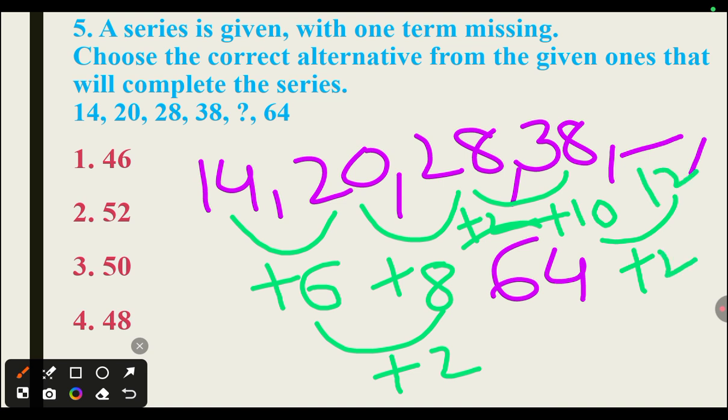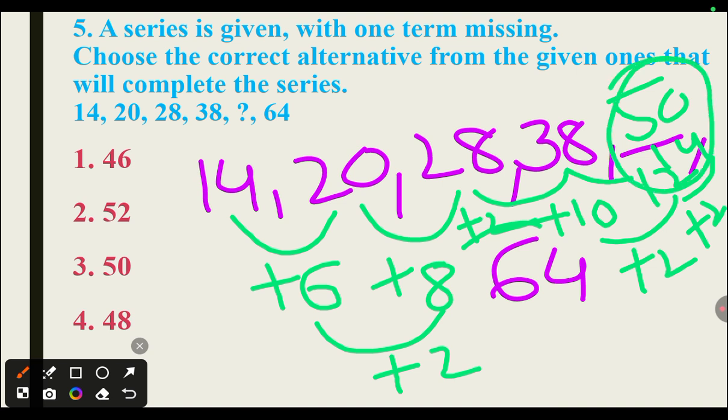When I add 12 to 38, what I'll get is 50. So here again 12 plus 2, I'll get 14. When I add 14, 50 plus 14 would give me 64. So when you get the next number, then definitely the answer you got is absolutely correct, and your answer is 50.